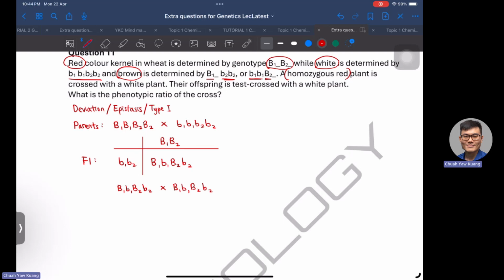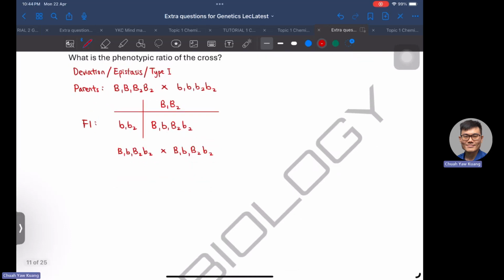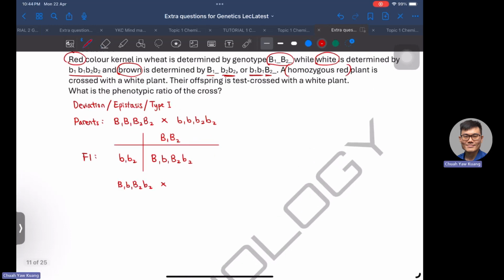Okay, so once we have this, sorry, I forgot about the test cross, because the question is stating the offspring is test crossed with a white plant. So if the test cross is with a white plant, then it should be B1 B1, B2 B2, homozygous recessive. So it's a test cross here. Once we have confirmed the genotype of the parents, then we will do the cross.